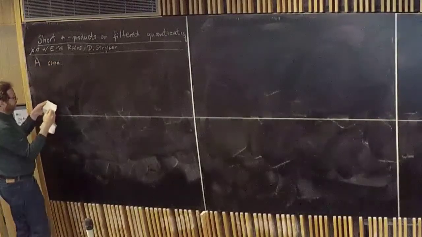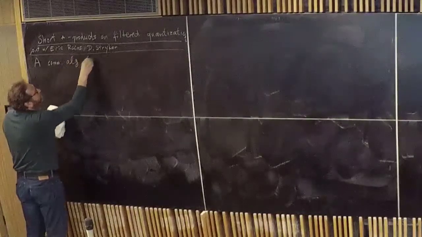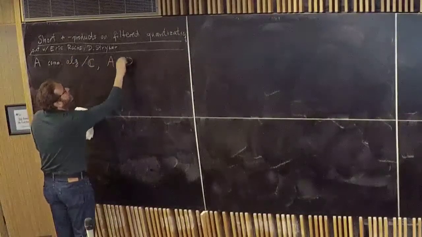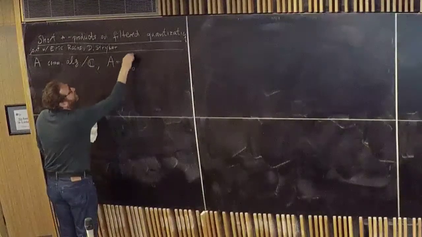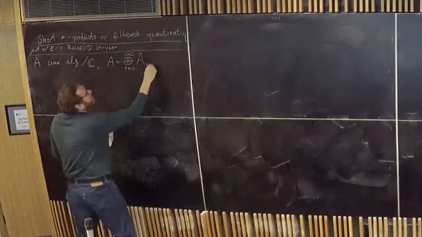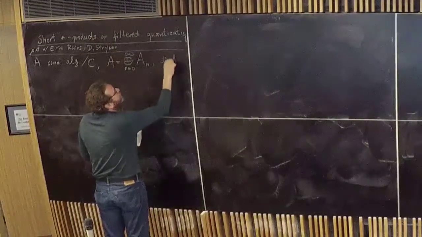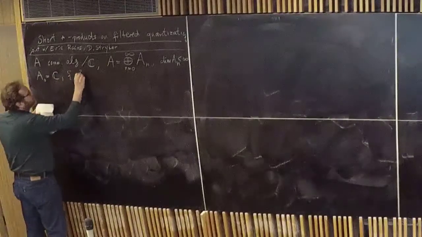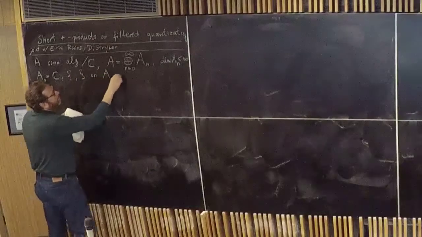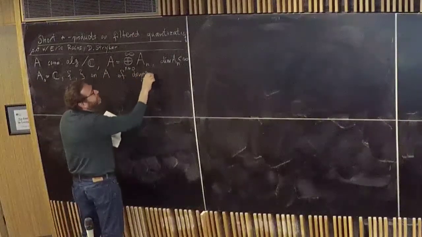So let A be a commutative algebra over the complex numbers, and it will be graded by non-negative integers. Each graded component is going to be finite dimensional, and the zeroth component is just C. Also, I will have a Poisson bracket on A, and it will be of degree minus 2. So it is exactly like in Tudor's talk earlier today.